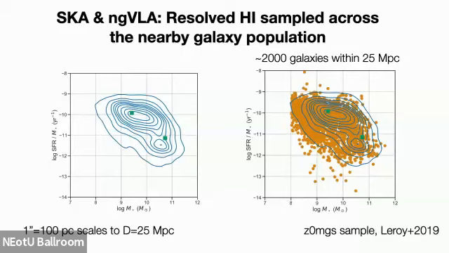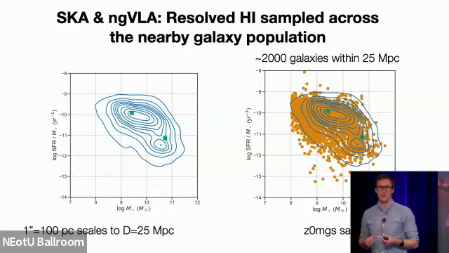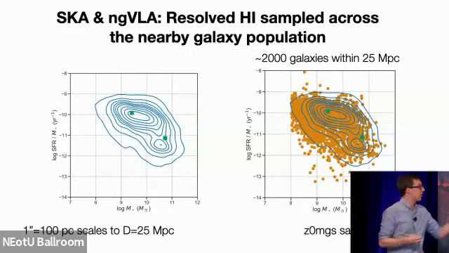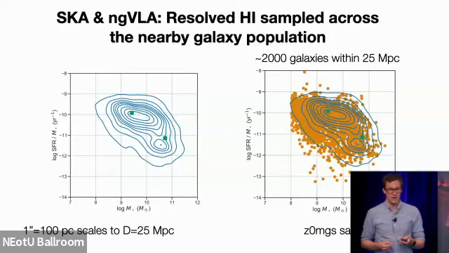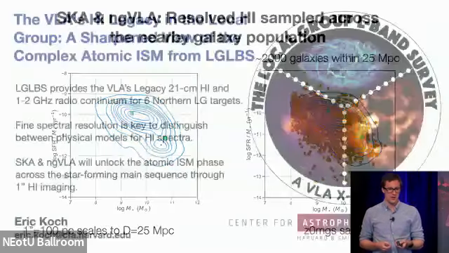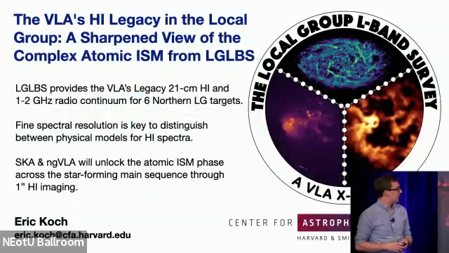It'll be difficult to get all these galaxies, but we will have the population and the ability to get a representative sample and truly connect the resolved HI properties to how they vary across the full nearby galaxy population. And so with that, I'll leave you with my conclusions.